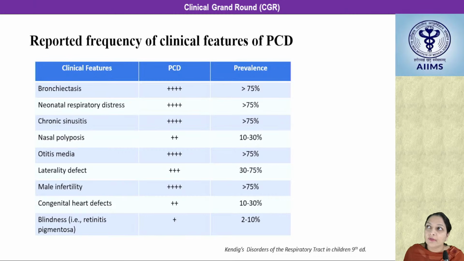The reported frequency of clinical features in the literature is as follows: bronchiectasis is present in almost 75% of cases. Similarly, neonatal respiratory distress, chronic sinusitis, otitis media, and male infertility have been found in more than 75% of cases, whereas nasal polyposis and congenital heart disease were reported in 10 to 30% of cases. Laterality defects, as we saw, were present in 40 to 75% of cases.